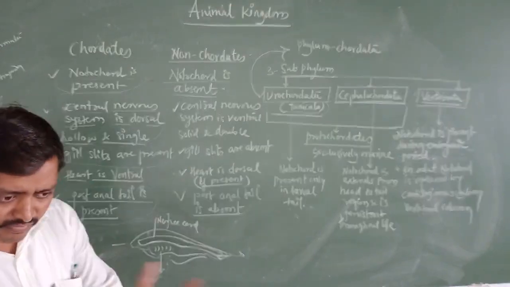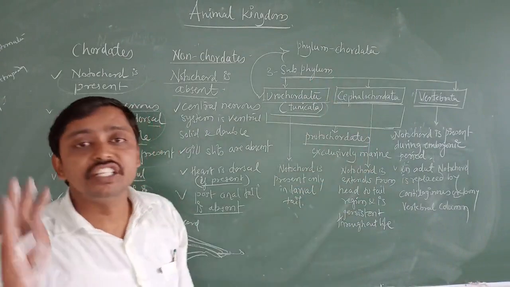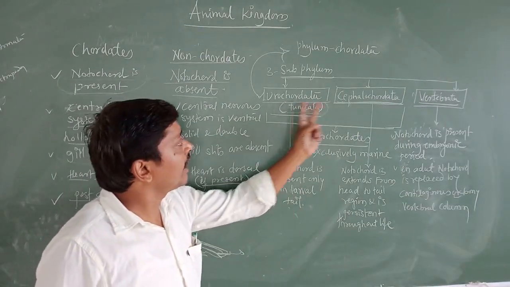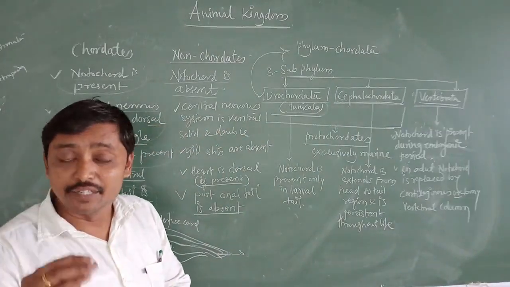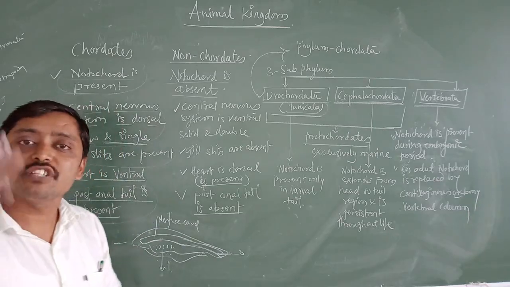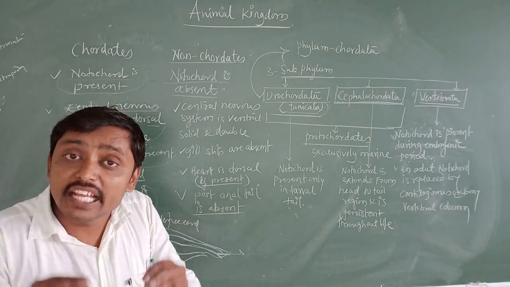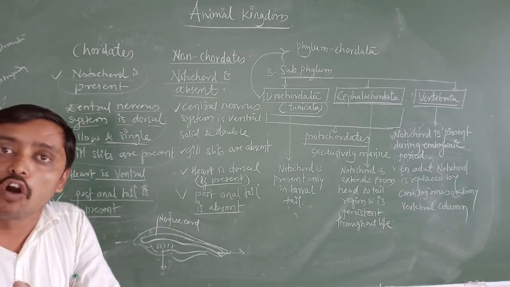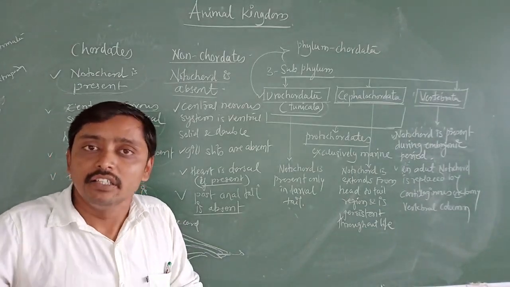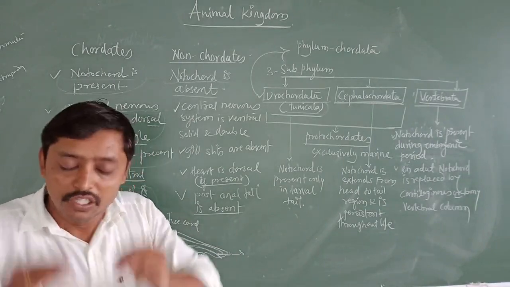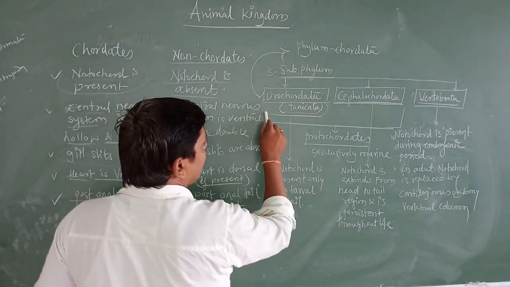Based on this criterion, the phylum is divided into three subphyla: Urochordata, Cephalochordata and Vertebrata. Now listen carefully. The three subphyla are divided based upon the presence of notochord, in which region, in which stage of their life, and when this notochord is replaced by the vertebral column. Understood? So I am going to start with the first, Urochordata and Cephalochordata.